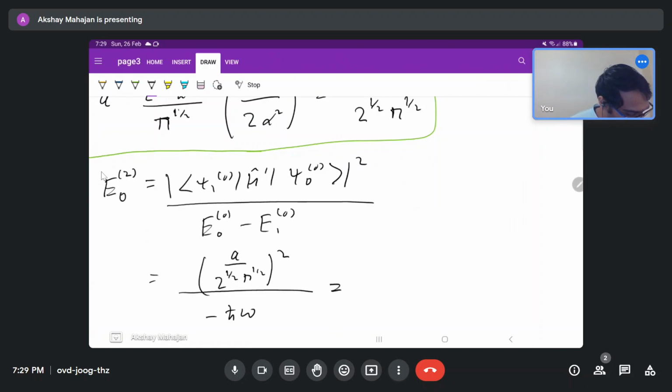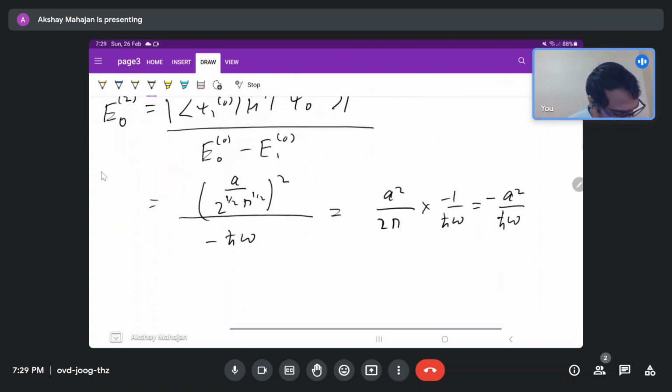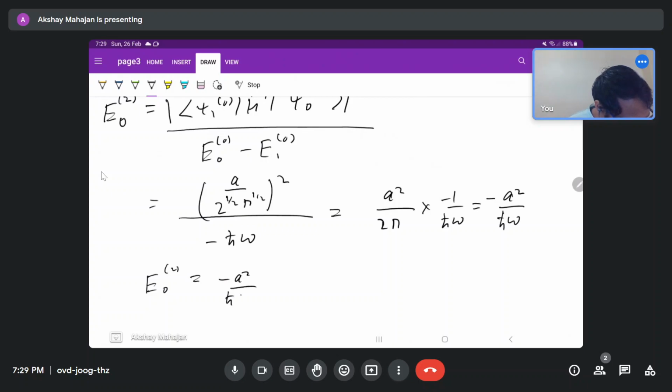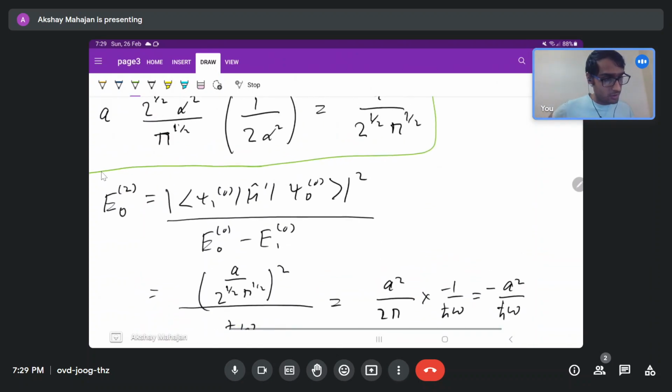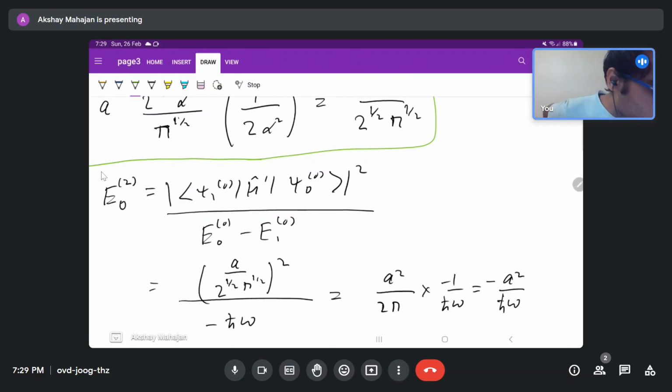So that gives us a square upon 2 pi times minus 1 upon h cross omega, or we get minus a square upon h cross omega. So this is our final answer. Our 0th order correction just because of one excited state comes as this.